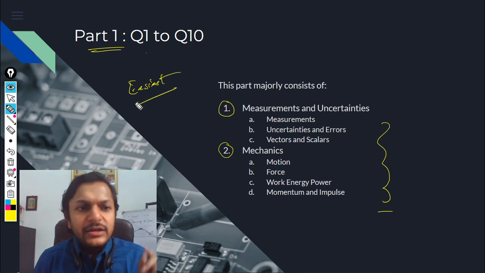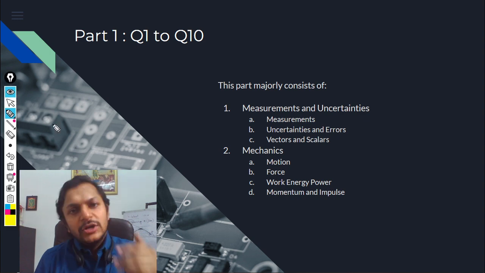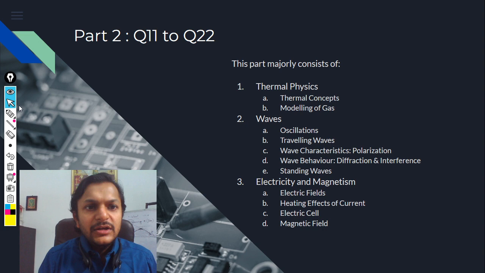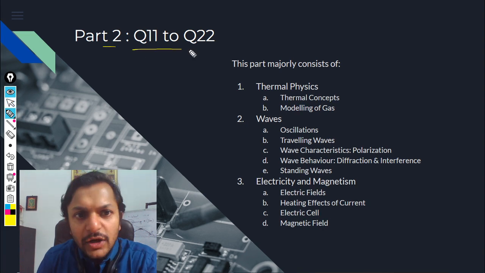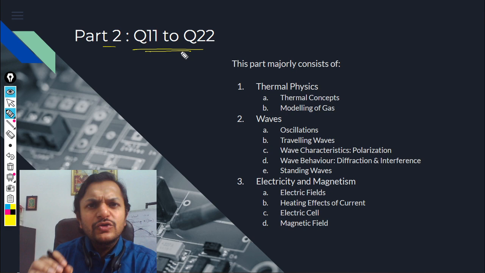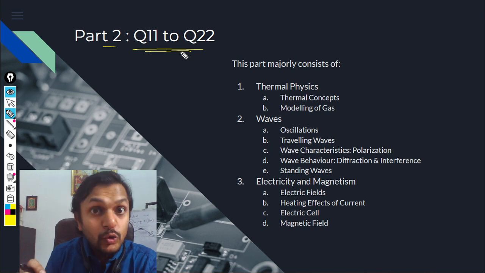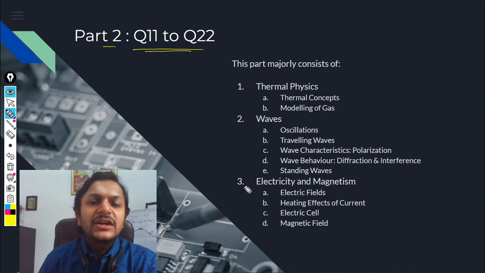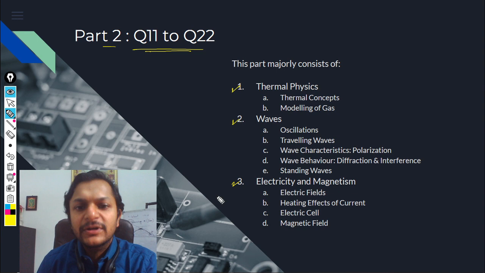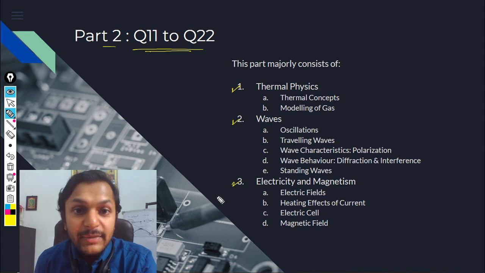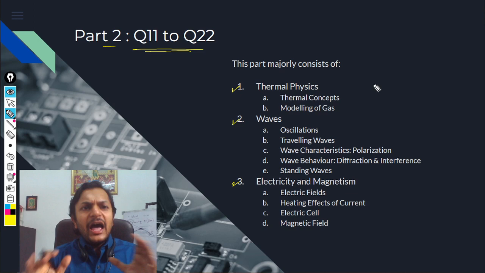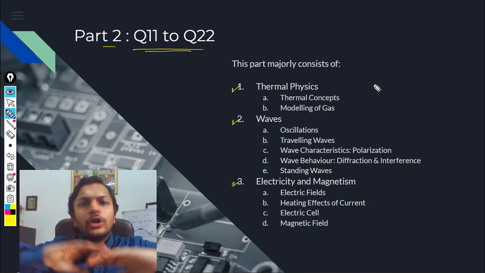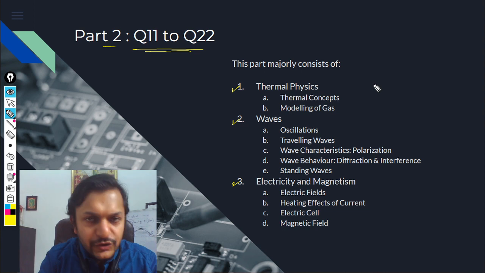Now what happens when we move to the next part? This is part number 2, which consists of question number 11 to approximately question number 22. My reading says that in these 11 questions you have 3 chapters: chapter 1 is thermal physics, chapter 2 is waves, and chapter 3 is electricity and magnetism. I rank this part as the most difficult. It is not exactly difficult, but it is highly confusing, I would say.